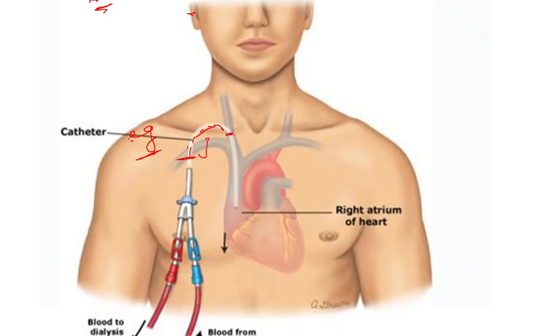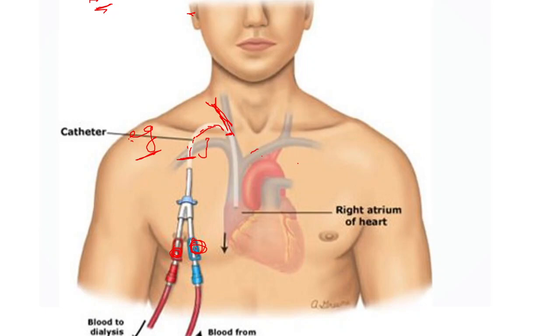If it is a non-tunneled catheter, the outflow comes just like this. And this is the arterial limb. There are 2 limbs, basically the arterial and the venous limb. So this is the tunneled catheter. The tunneled catheter's advantage is that it prevents infection, and it can stay inside the body for a longer time.